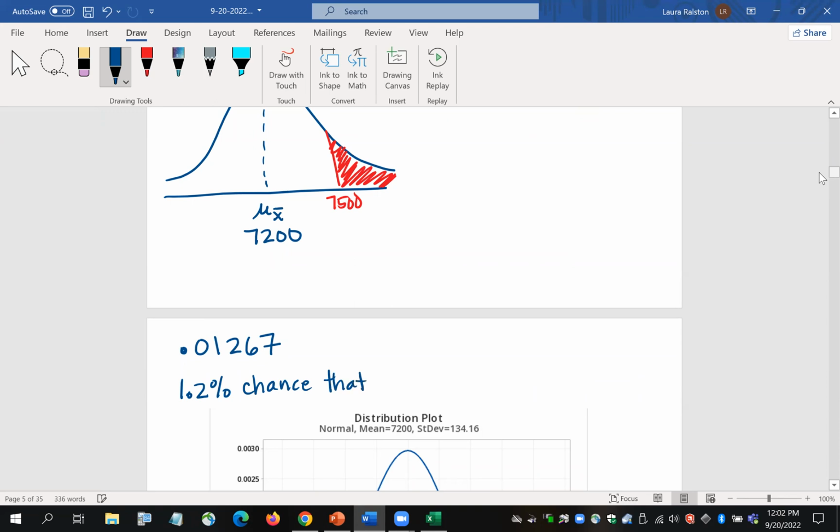that the sum of the 80 values or 80 items is more than 7,500.